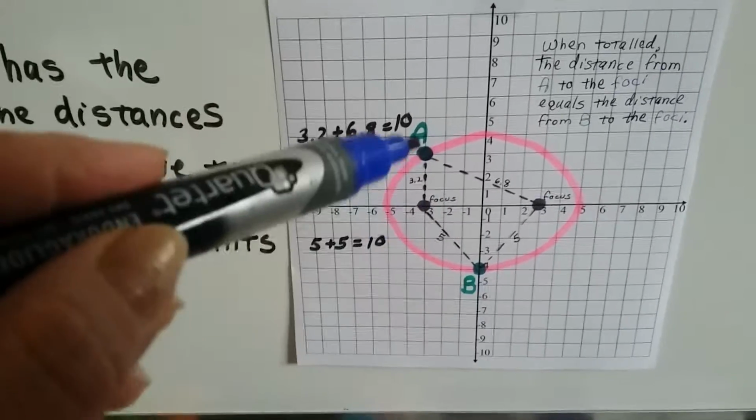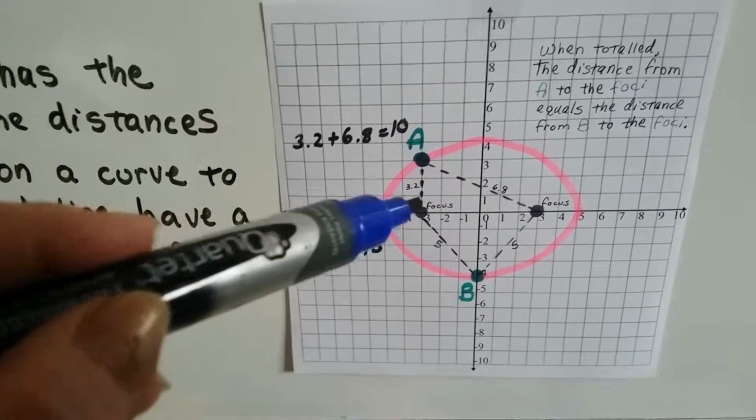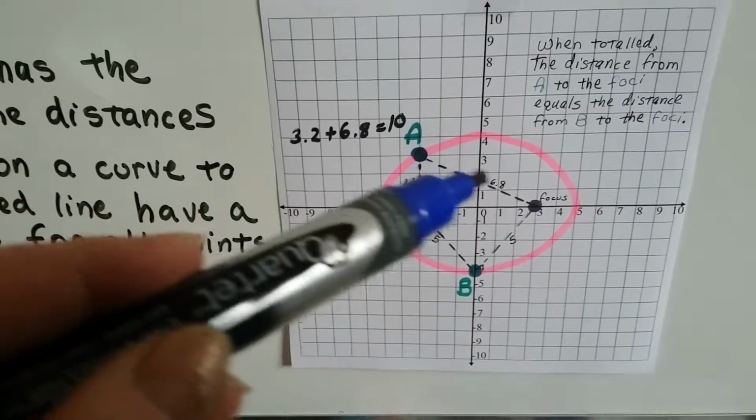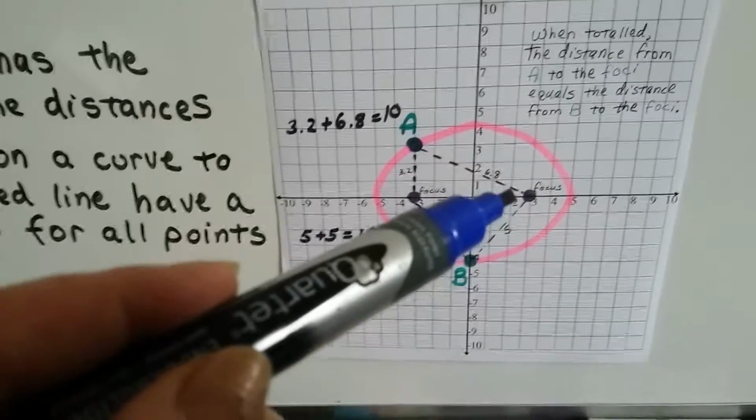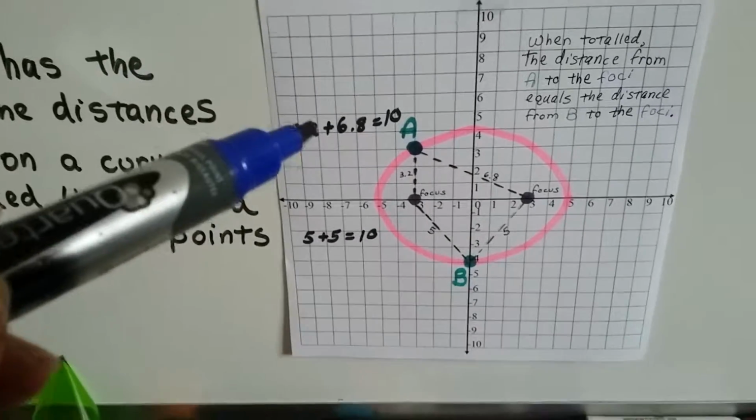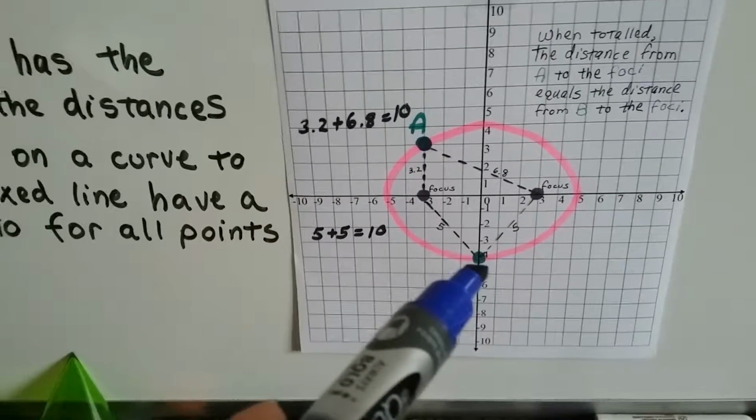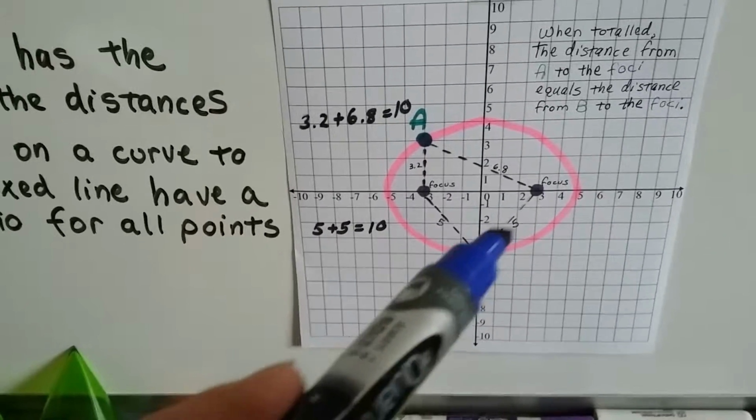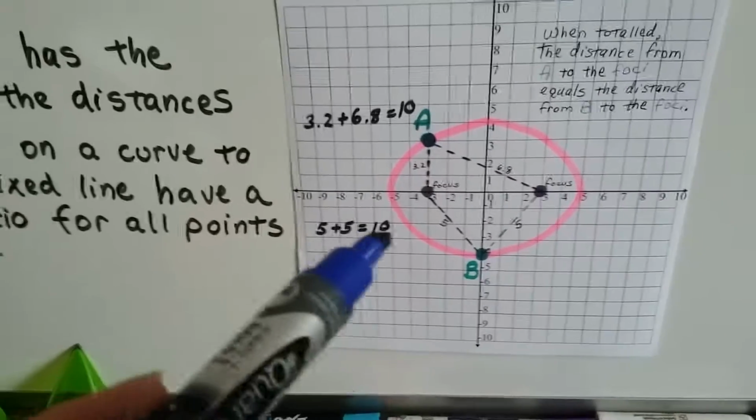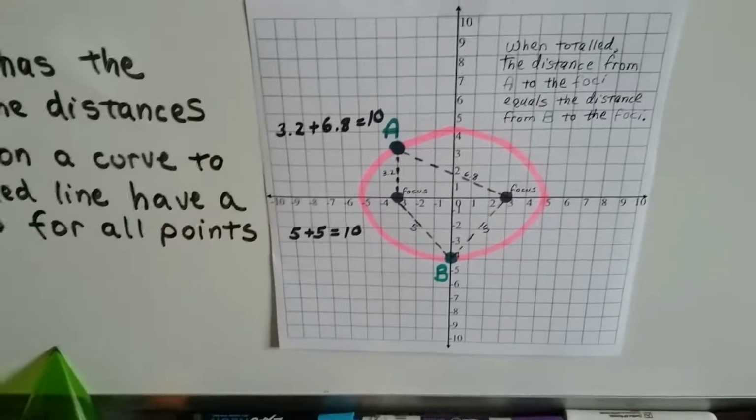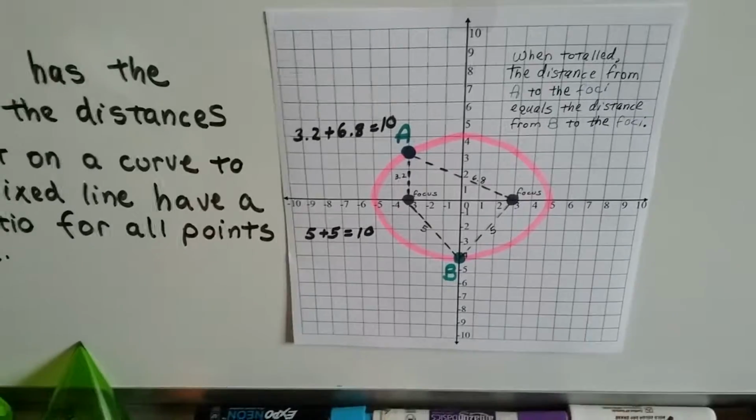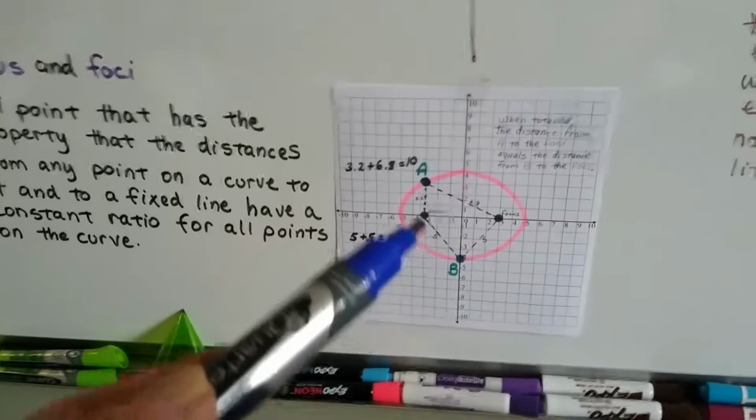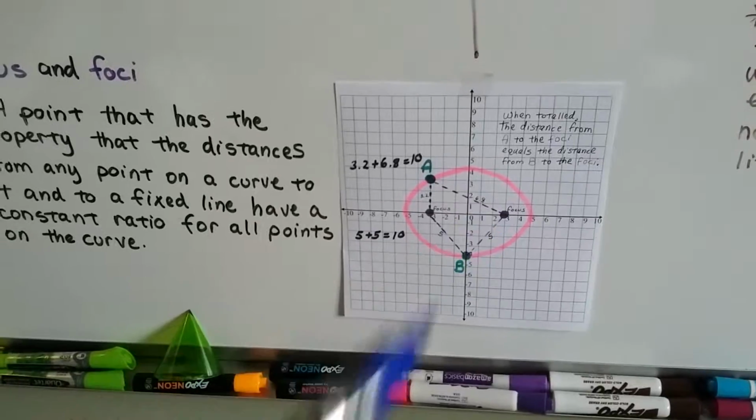The distance here is 3.2 from A to that focus, f sub 1, and the distance here from A to this focus, that would be f sub 2, is 6.8. When we add them together, we get a 10. Now this point B, the distance from here to f sub 1 is 5, and to f sub 2 is 5, and we add them together, it's a 10. So in total, the distance from A to the foci equals the distance from B to the foci. See that? We're going to get into this deeper, all right? I just wanted to show you that that's a focus and that's a focus, all right? F sub 1, f sub 2, all right?